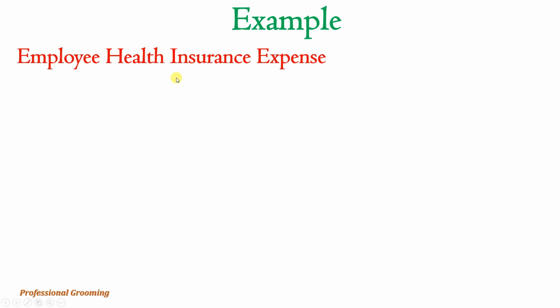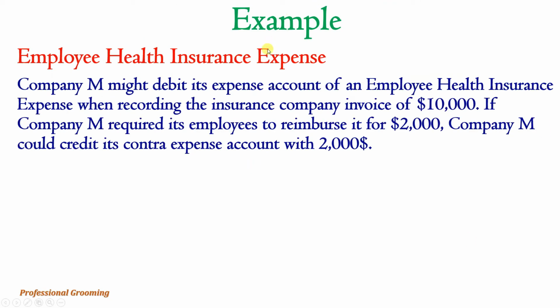Let's move ahead to the example. Employee health insurance expense. Suppose company M might debit its expense account of employee health insurance when recording the insurance company invoice of $100,000. If company M required its employees to reimburse it for $2,000, company M could credit its contra expense account with $2,000. So a contra health insurance expense account is a contra account of employee health insurance expense.